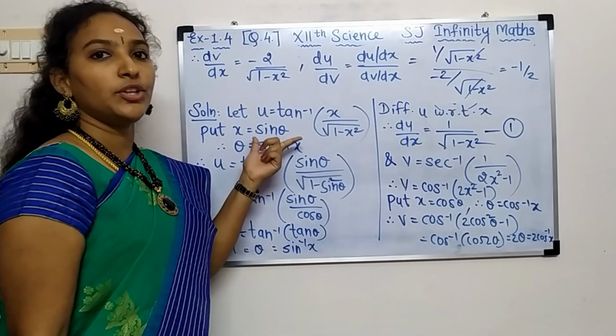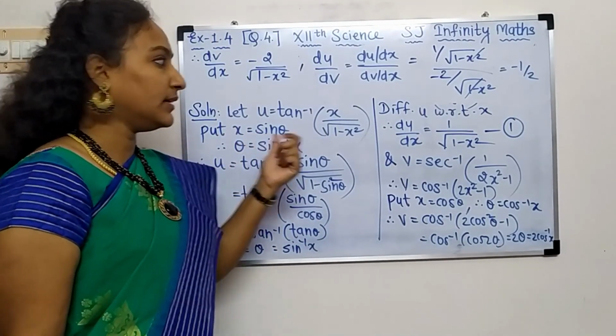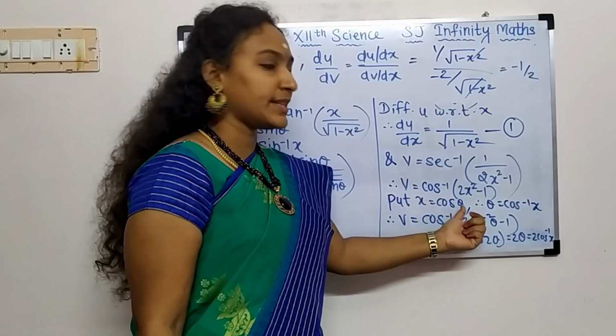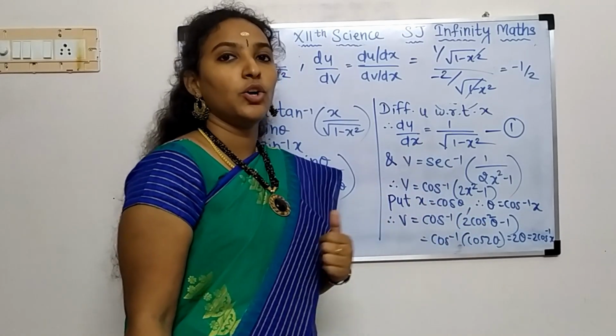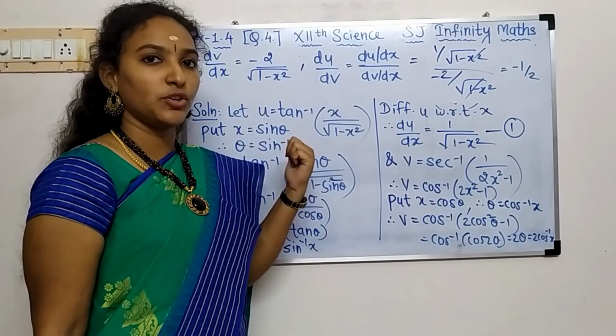Okay. For u we have taken x equal to sin theta, and for v we have taken x equal to cos theta. Okay. Hope the solution is clear. Now we can move on to the next question.